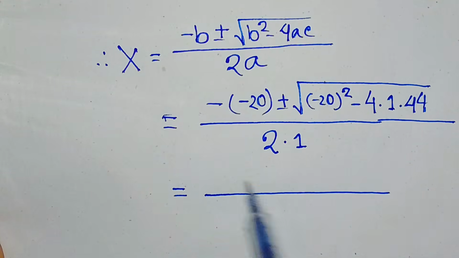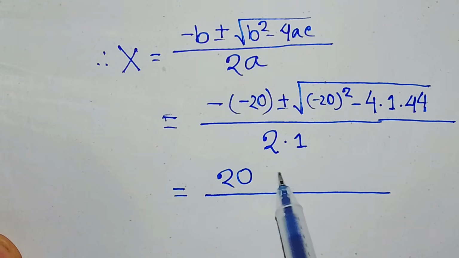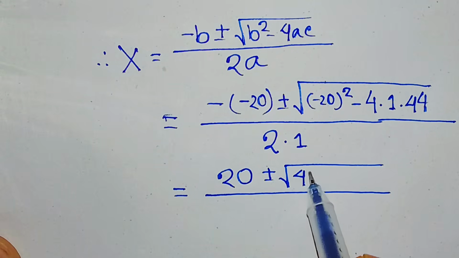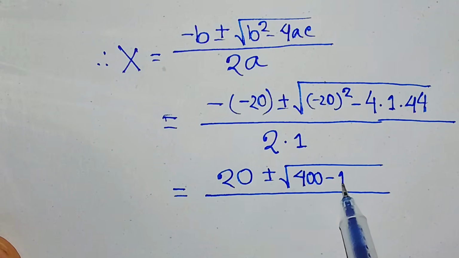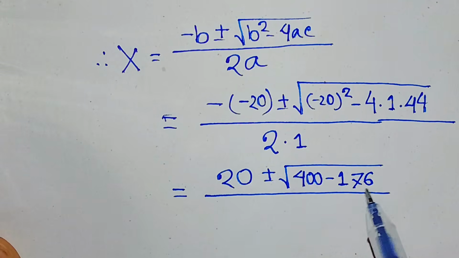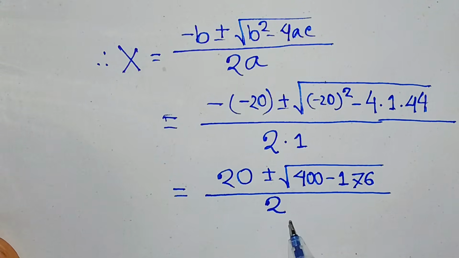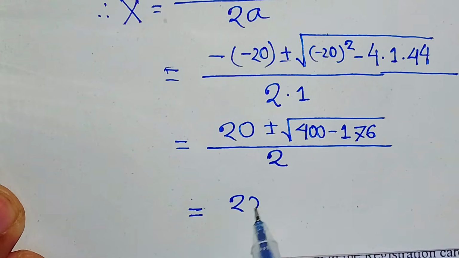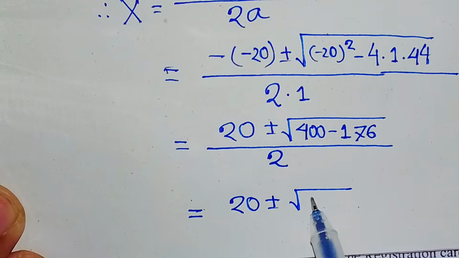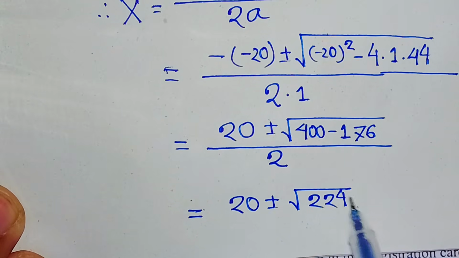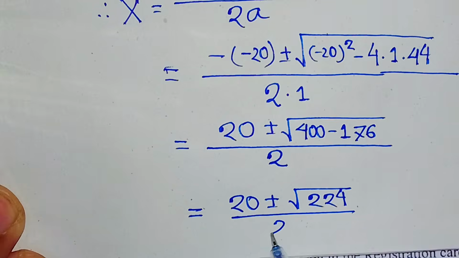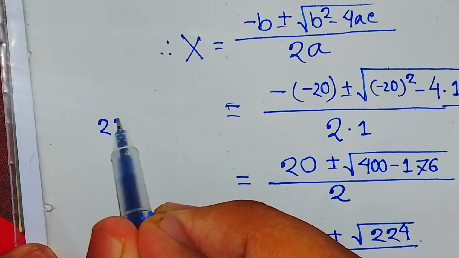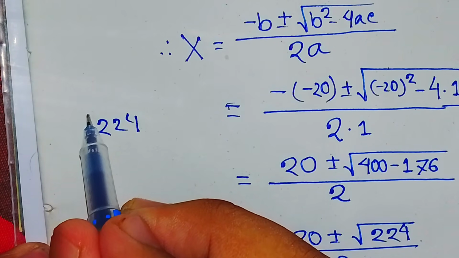After this we will get minus minus will be 20 plus minus root over: 20 square will be 400, and 4 times 44 will be 176, divided by 2. So here after that we can write 20 plus minus root over 400 minus 176, which will be 224, divided by 2.